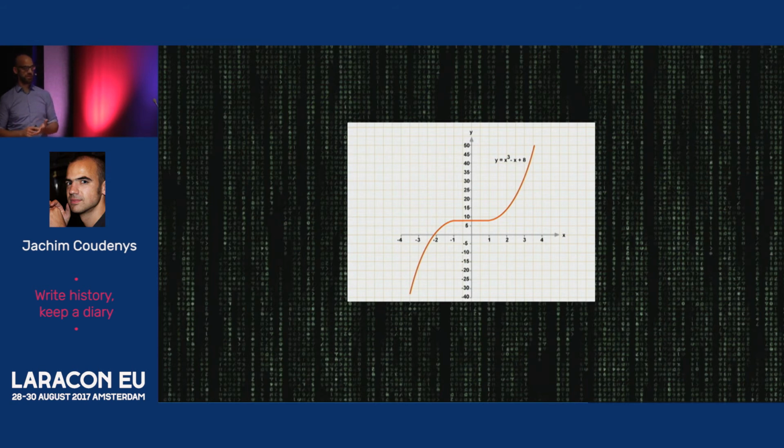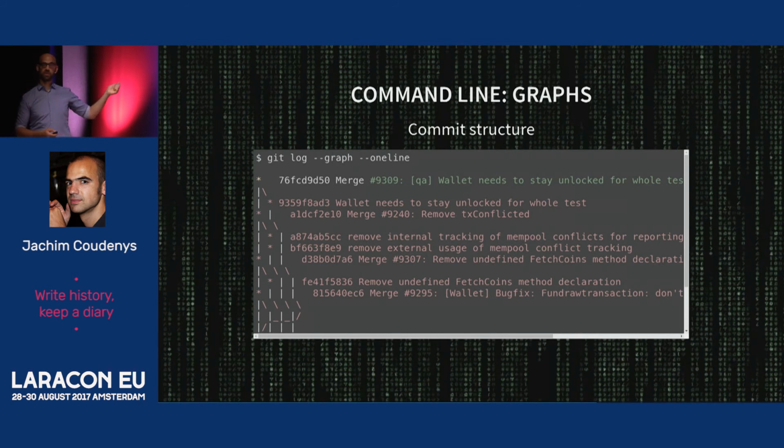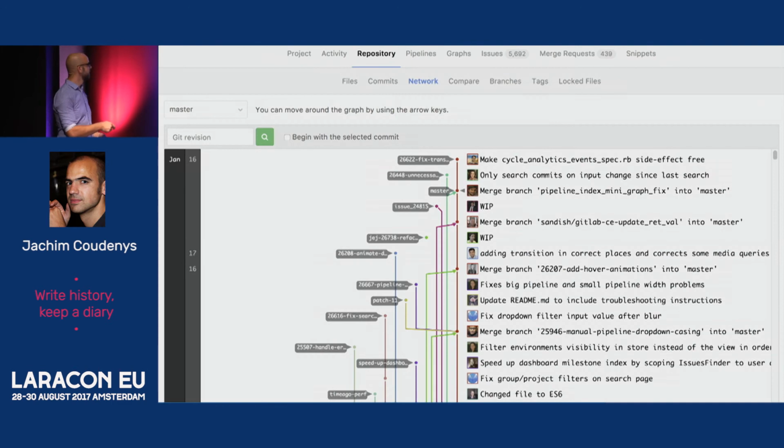Another useful tool is the graph. Not this graph, but the git log graph. So this is the ASCII art git log graph that Git shows you. What you want to do here is check this out every once in a while to see if your branching strategy is actually good. So this is GitLab, and it uses its own representation of the graph.